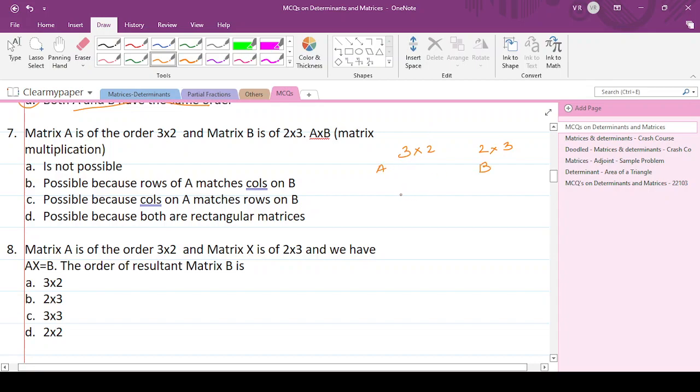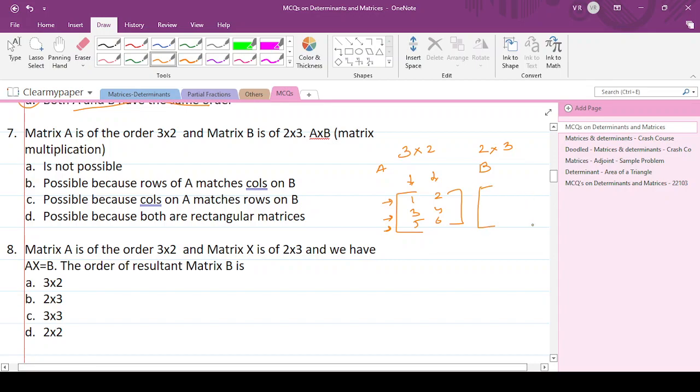And what is a 3 by 2 matrix? We have 3 rows and 2 columns. So we have 3 rows like this, and 2 columns like this, with entries 1, 2, 3, 4, and 5 and 6. So this is 3 rows and 2 columns. And what is matrix B?